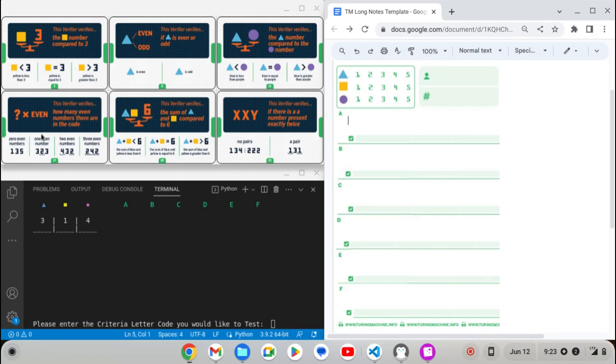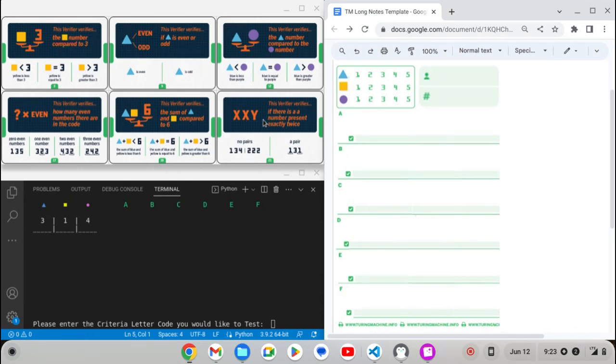Criteria card D looks at our 3-digit code and will let us know how many of those are even digits. Are there no evens? Perhaps there's 1, 2, or maybe all 3 are even. Criteria card E will take the first 2 digits, triangle and square, add them up, and compare the sum to the number 6. So should the sum be less than 6? Should it be equal to 6? Or should the sum be greater than 6?